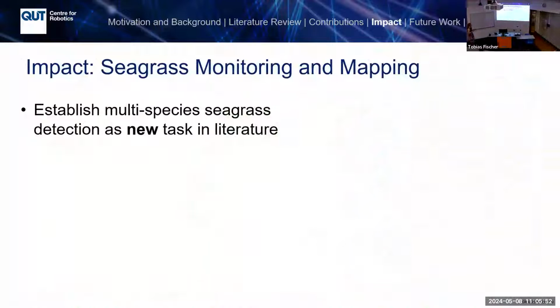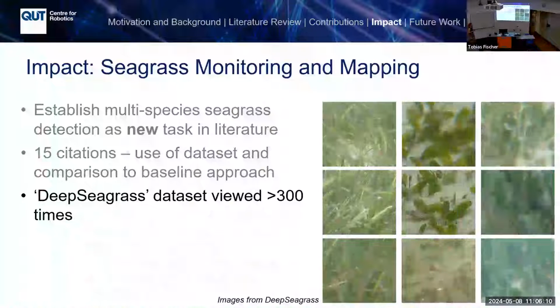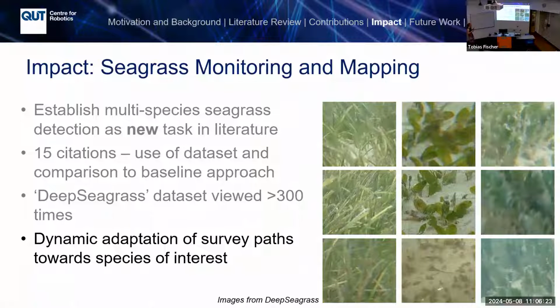So now the impacts in terms of the seagrass monitoring and mapping task. Here we established multi-species seagrass detection and classification as a new task in the literature. And since we did this, we've seen 15 citations which have used our work and cited our data set. The DeepSeagrass data set itself has been viewed more than 300 times. So it's definitely improved the attention on multi-species detection and classification in the literature. Finally, we also believe that the approaches presented can enable dynamic adaptation of survey paths towards species of interest.